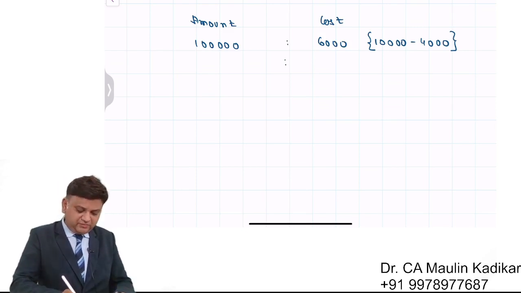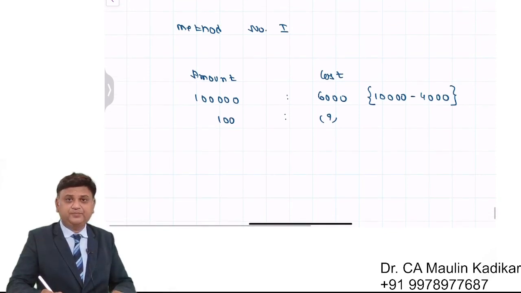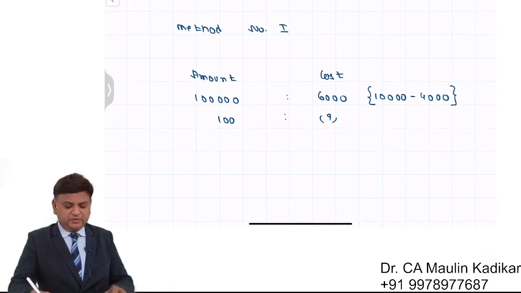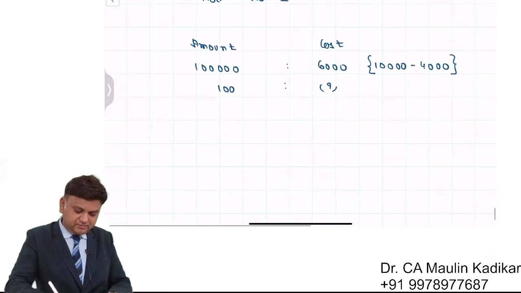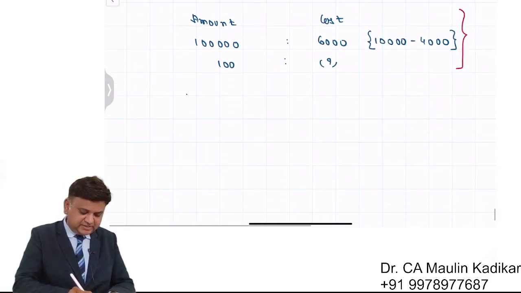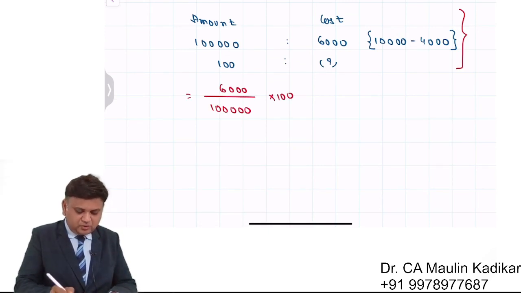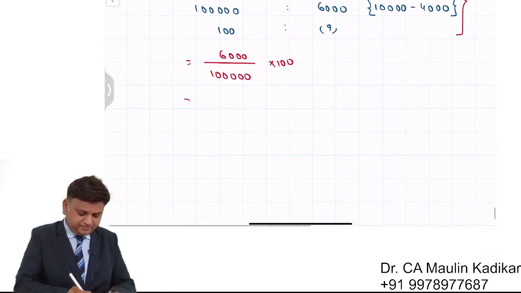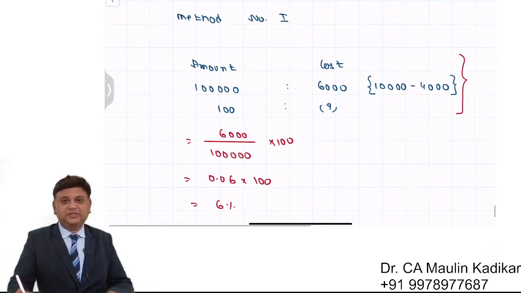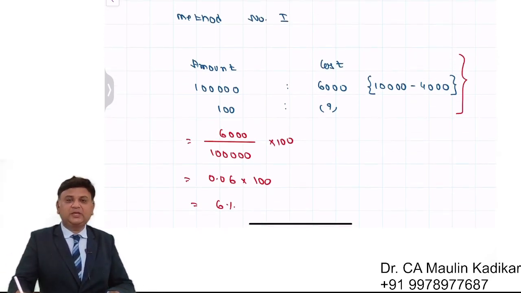We want to know what the cost is for every 100 rupees used in the business, because cost of funds is required to be calculated in percentage term. So we can say something like this: 6,000 divided by 1 lakh into 100 for getting the answer in percentage term. 0.06 into 100, that comes to 6%. This is the way you can compute the answer.